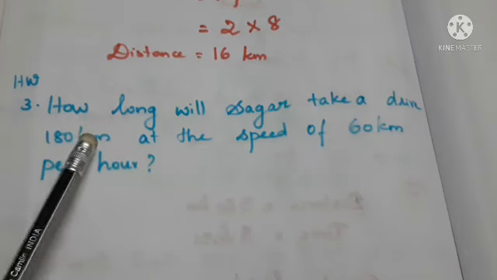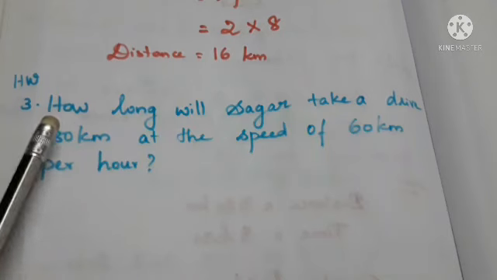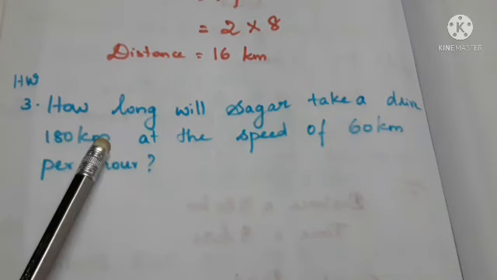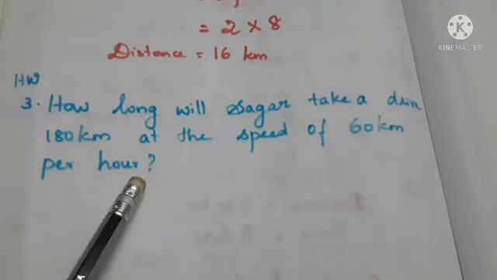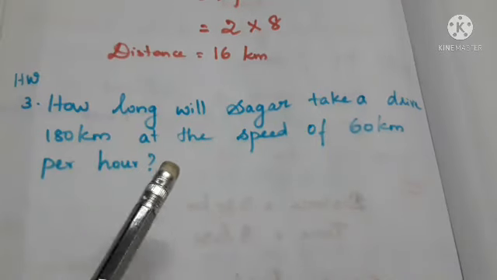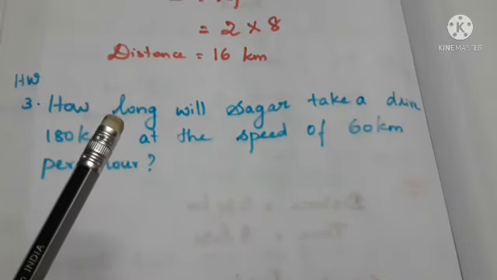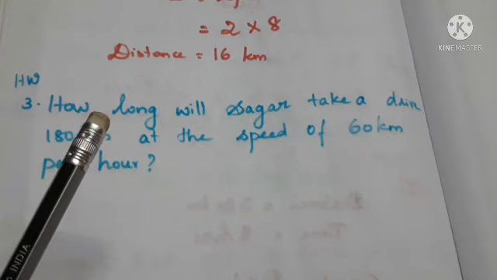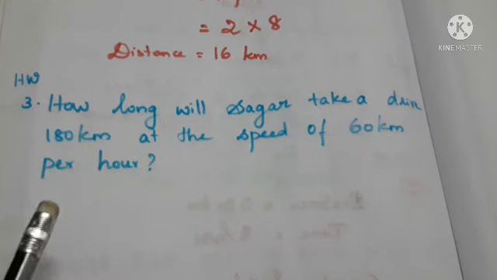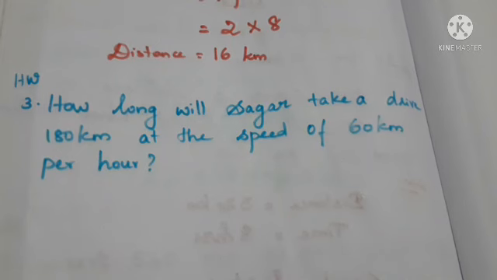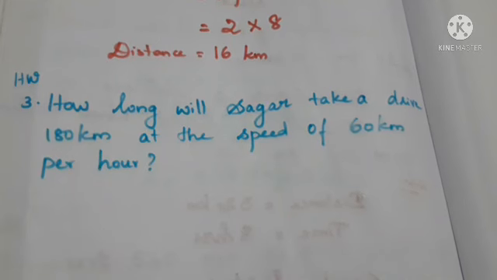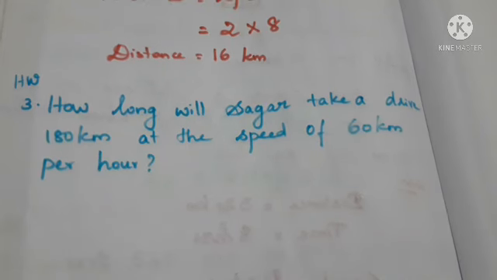First you write the speed and the distance. Distance is equal to 180 kilometer and speed is equal to 60 kilometer per hour. Then write the formula for time: time is equal to distance by speed. So time is equal to 180 divided by 60. Do this and get the answer for the time. Very easy problem. You can do it and we can meet in the next class.